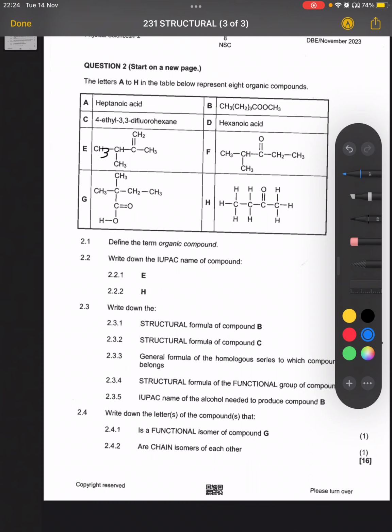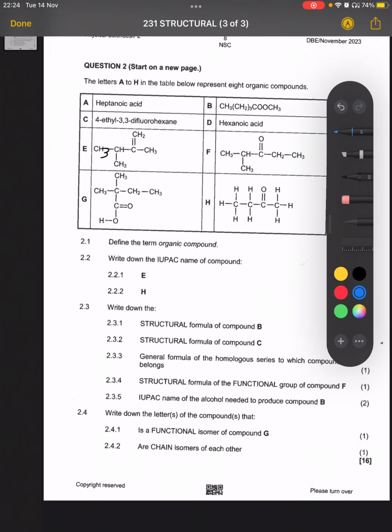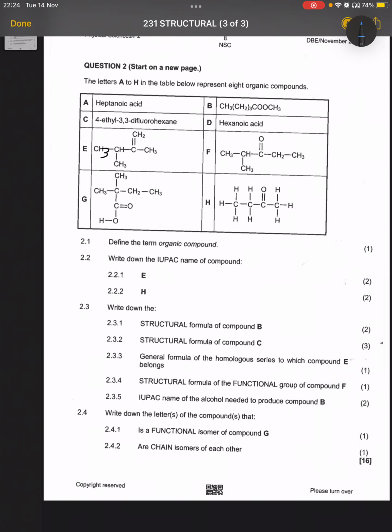Now, first things first, 2.1. Before we can even understand what's going on in this table, whereby we have IUPAC name from A to D, and then structures from E to H, which is 8 compounds, 2.1 wanted a definition of an organic compound. I don't like writing down definitions, but I'll just say it out. An organic compound is a compound that contains carbon atoms, and that was 1 mark.